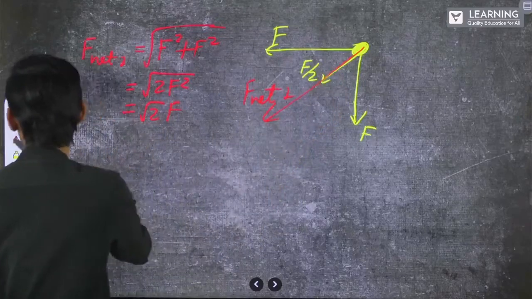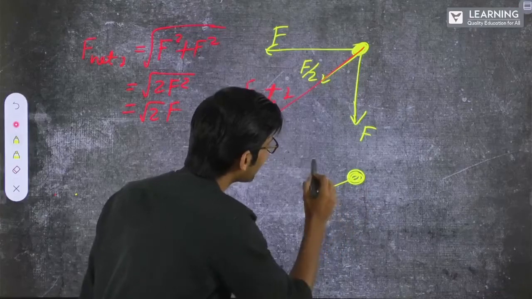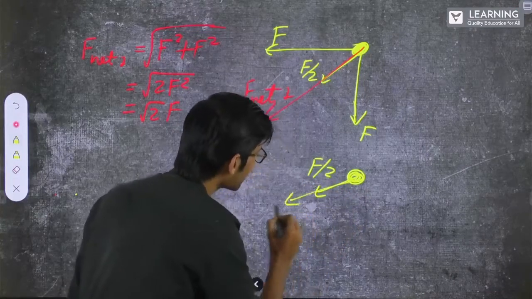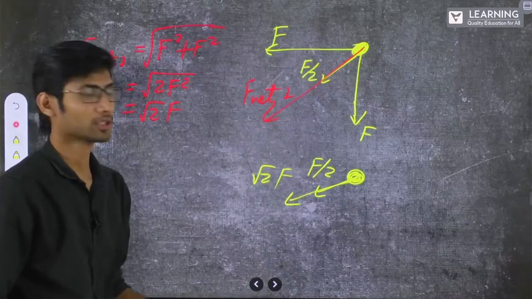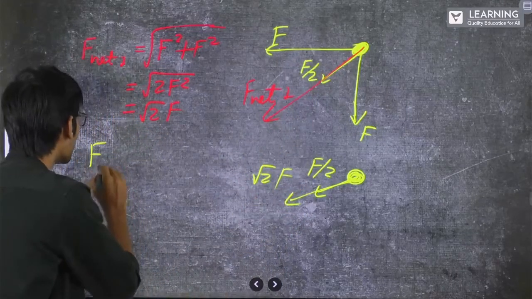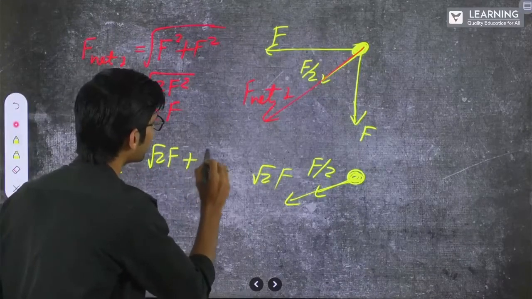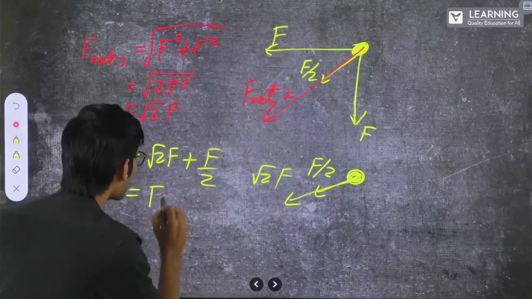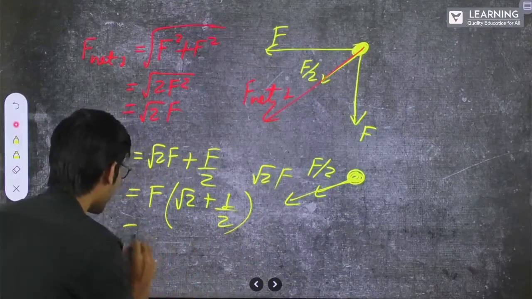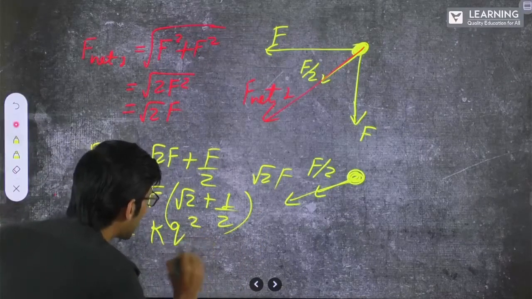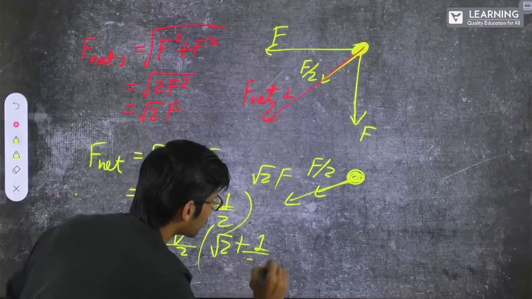Now in this charge, there are two forces. One is F by 2 and in the same line there is root 2F. So what will be the vector sum or what will be the net force? F net is equal to root 2F plus F by 2. So that is F whole root 2 plus 1 by 2. And what is F? F is KQ square by A square inside the bracket root 2 plus 1 by 2. Clear?